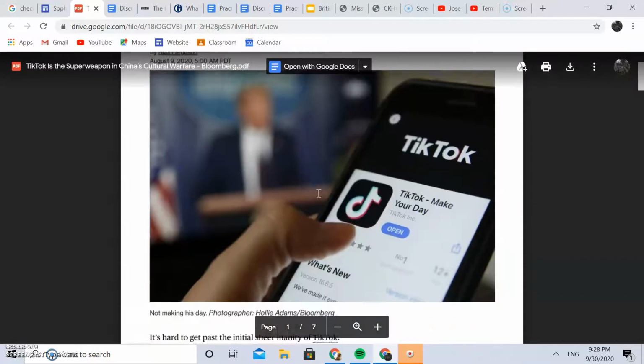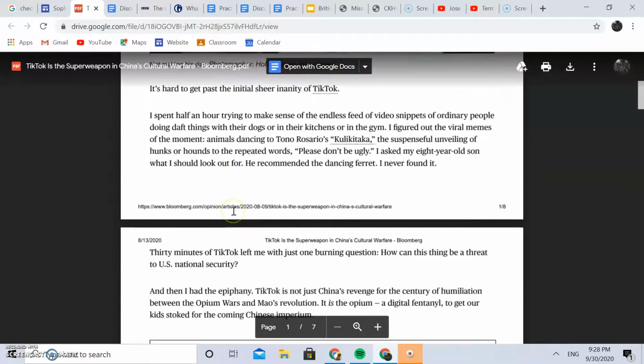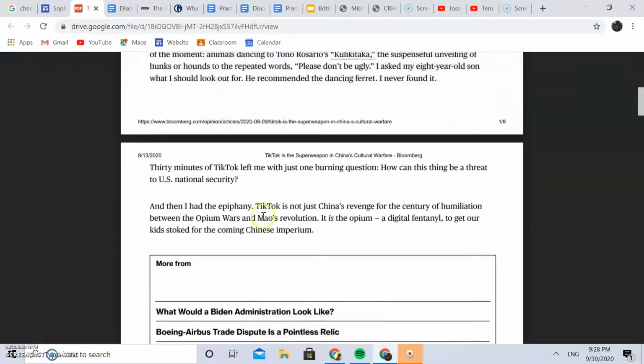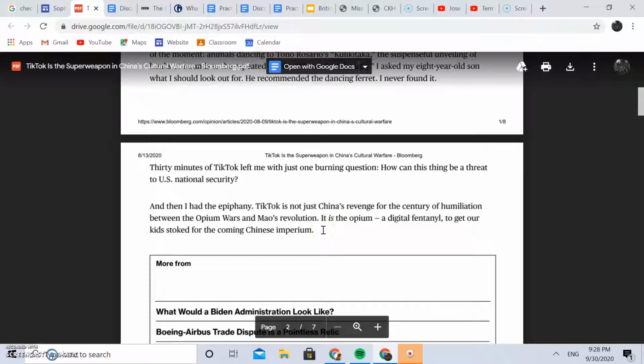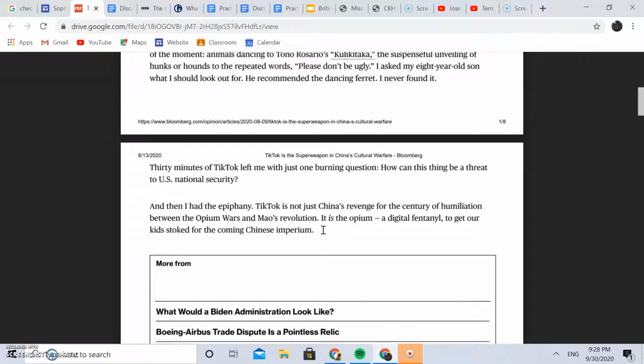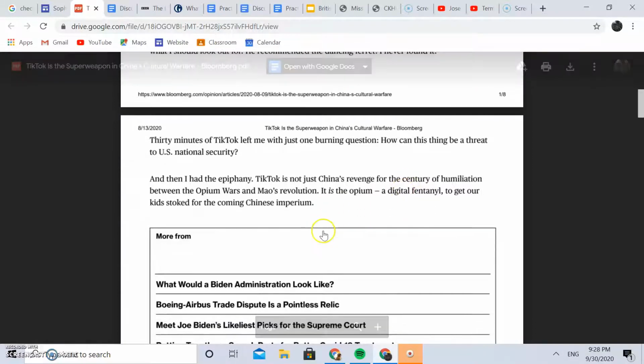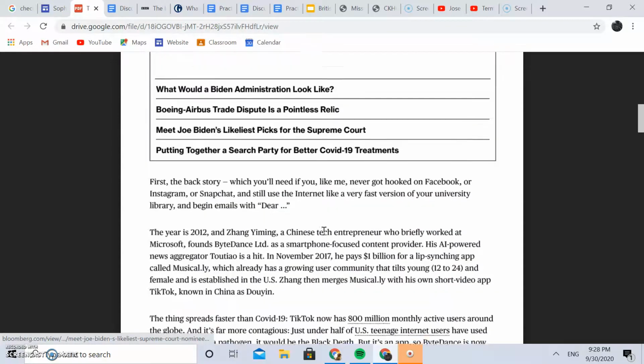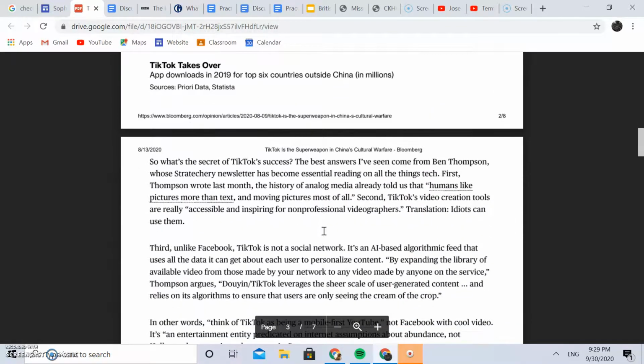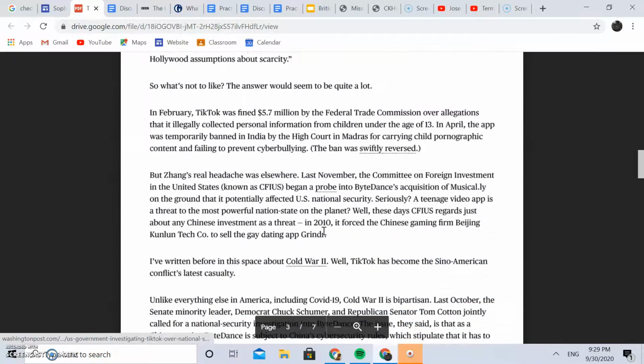So he's very provocative, and he talks about how addictive TikTok is. He talks about it as the opium, a digital fentanyl, relating the Opium Wars in China to modern day times, and how China is trying to export this digital fentanyl to the U.S. to spread their values and whatnot. Yeah, so it's super provocative, and it doesn't really make sense when you look at his premise.